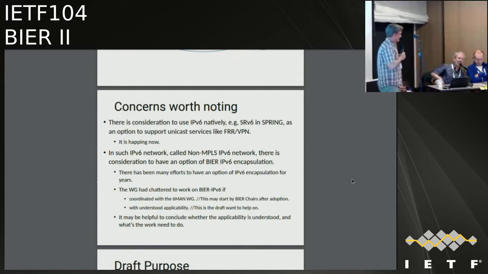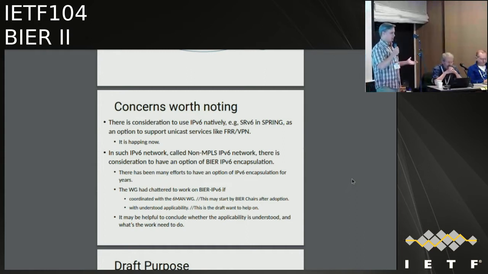Mike? Yes. Greg, Cisco, are you saying that Spring Working Group has got active drafts right now working on V6 encapsulation for BIER? No, I'm not saying that. I'm just saying that SRv6 is something that's progressing in Spring, and whether or not BIER is used in that environment or not are things that have been discussed.